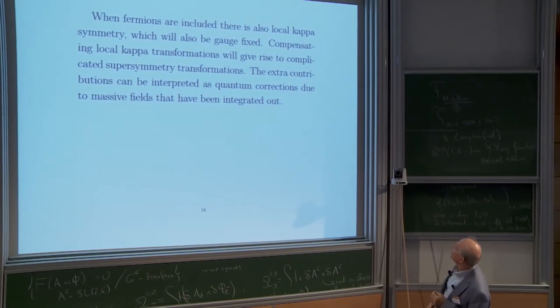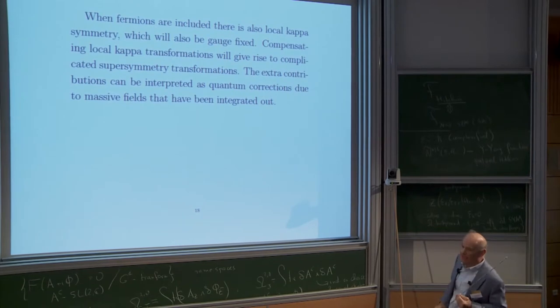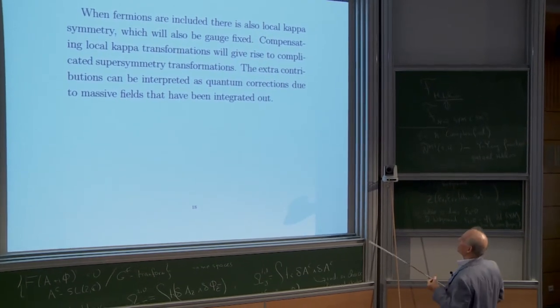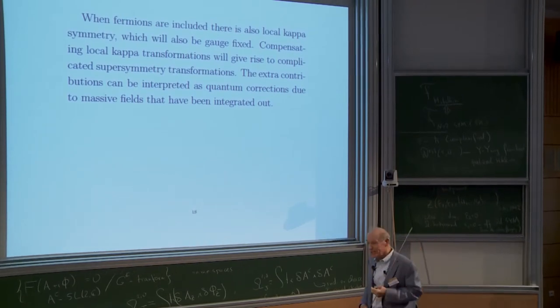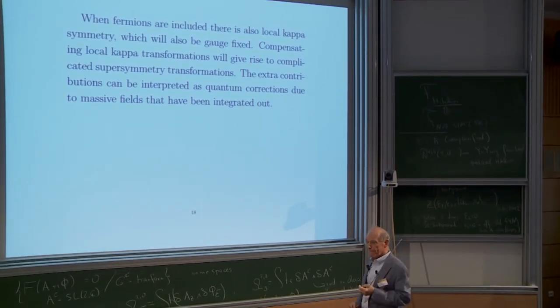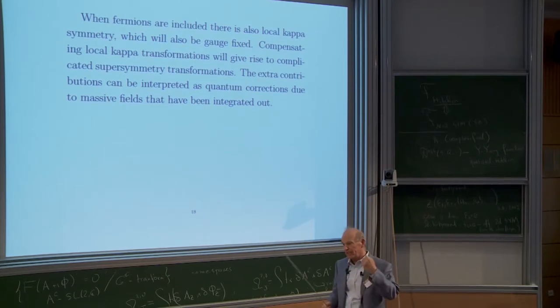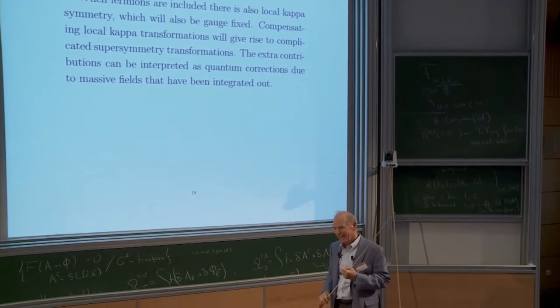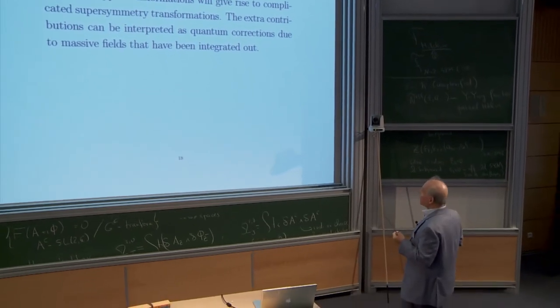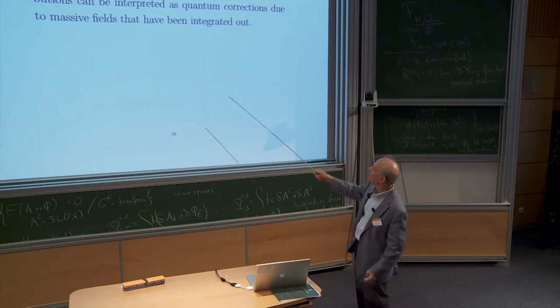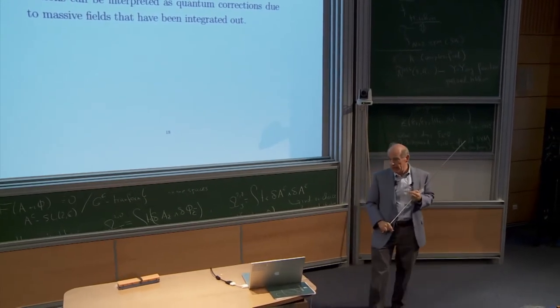When fermions are included, there's also local kappa, which also has to be gauge fixed. And the compensating local kappa transformations will give rise to complicated supersymmetry transformations. The supersymmetry transformations will be easy before you gauge fix, but they'll be very complicated after you gauge fix. And these extra contributions can be interpreted as quantum corrections due to massive fields that have been integrated out.